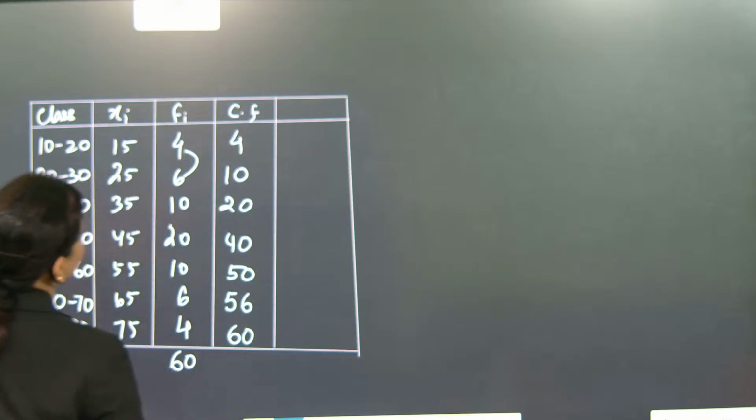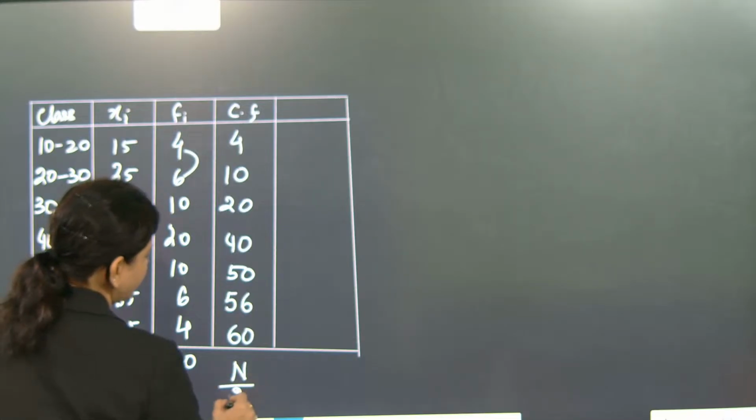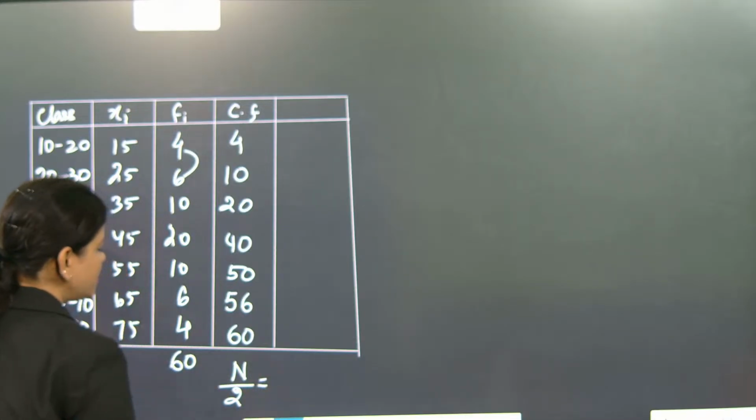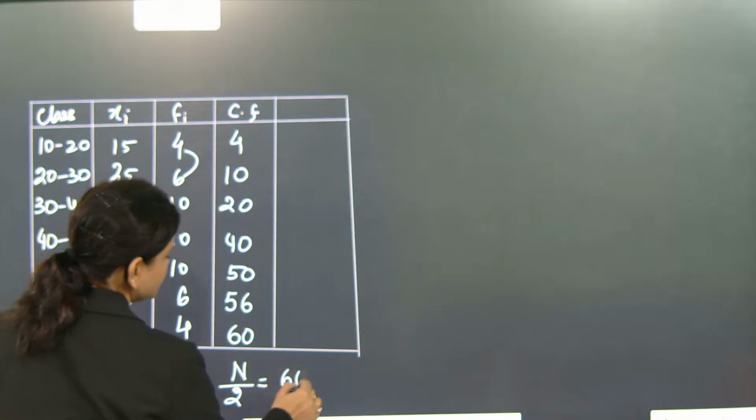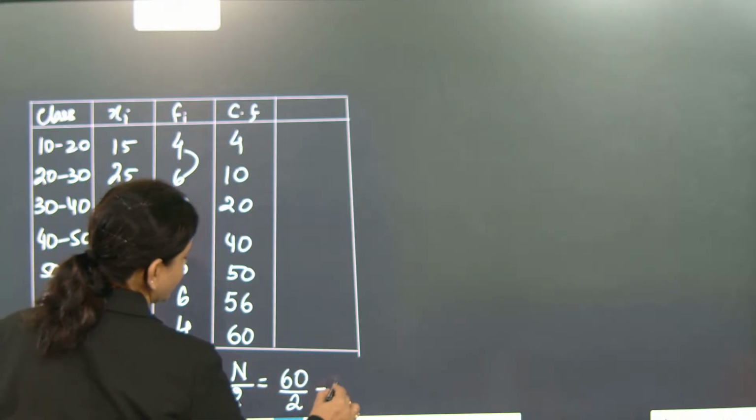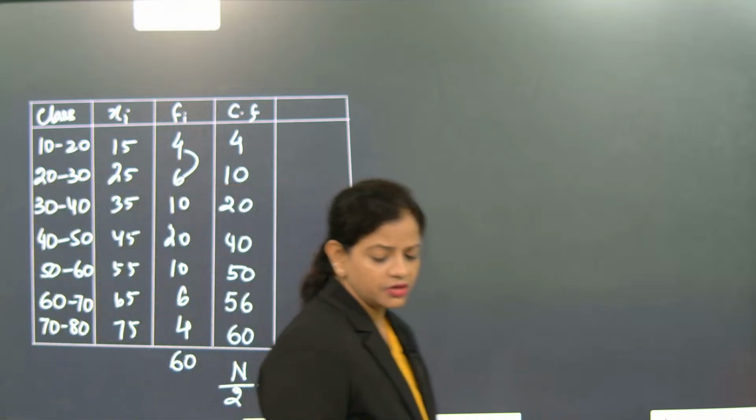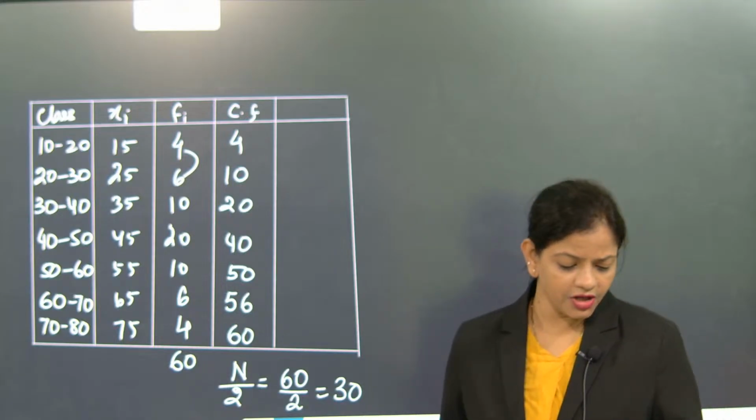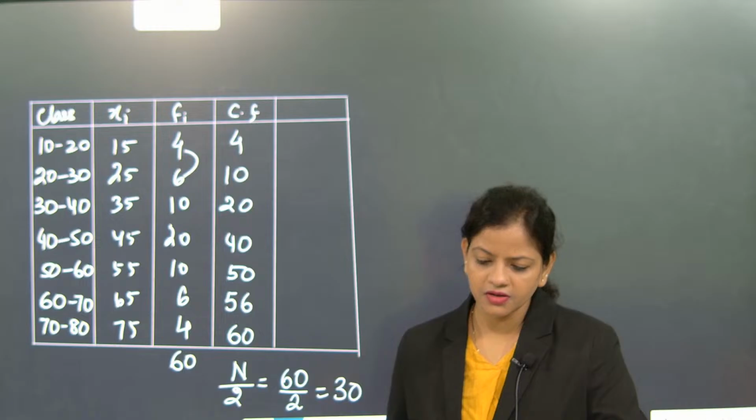Now what we are going to do is see how much N is coming. N must be divided by 2. So 60 divided by 2, which will be 30. Whatever N by 2 is coming, that will become our reference now. Once you got 30, then what is the median? Can you tell me what the median is here?